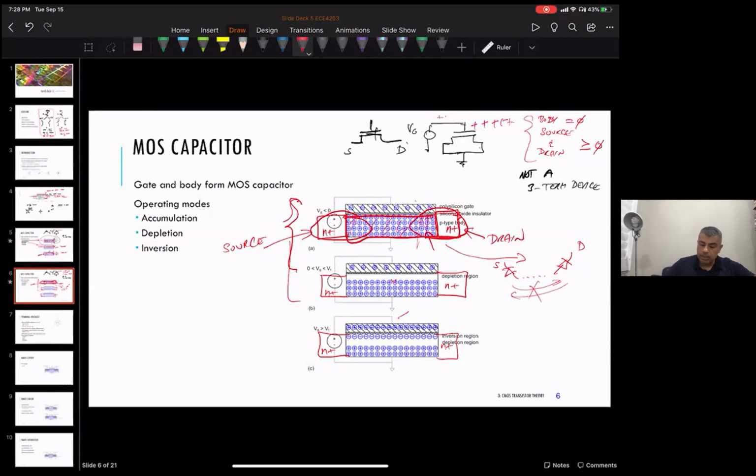Okay. But in the case of inversion, notice I have N minus here. It doesn't look like I have a P-type there. It looks like I have an N-type material there. So it looks maybe like a resistor from this N plus, from source to drain, and all of a sudden I can conduct from source to drain, as soon as I get into this inversion point. But I can't communicate between source and drain, I can't get a current, before that point.